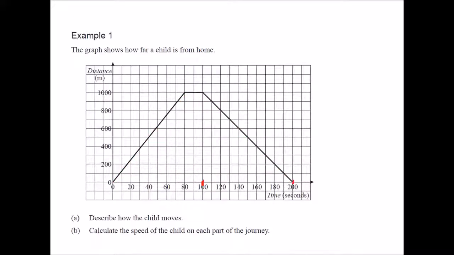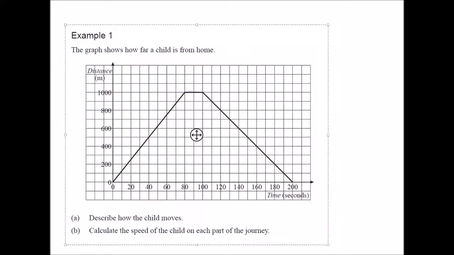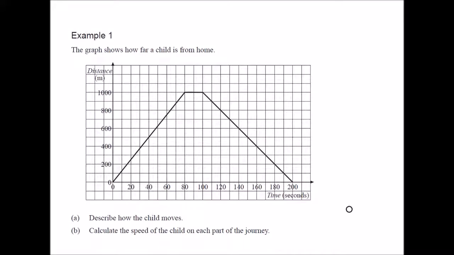Now, for part B, let's work out the speed of the child on each part of the journey. In the first section, we have to work out the distance divided by the time. We can see that the distance travelled was 1,000, divided by the time taken, which is 80 seconds. So 1,000 divided by 80 is 12.5 meters per second. That is the speed travelled in the first part of the journey.